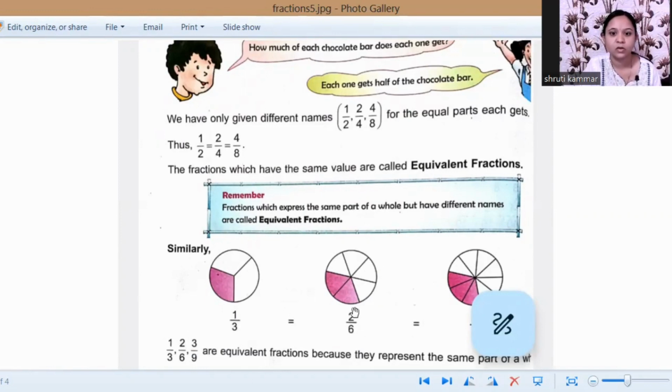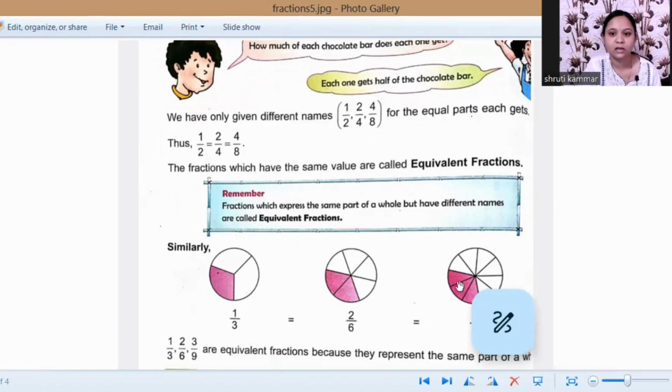1/3, 2/6, and here 3/9. All are expressing the same part of a whole. So these are equivalent fractions.